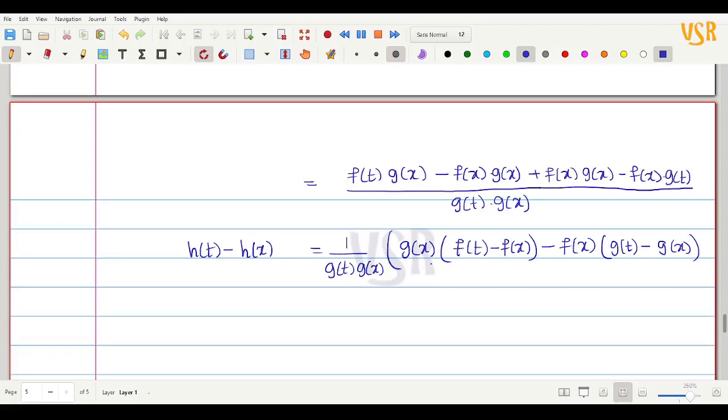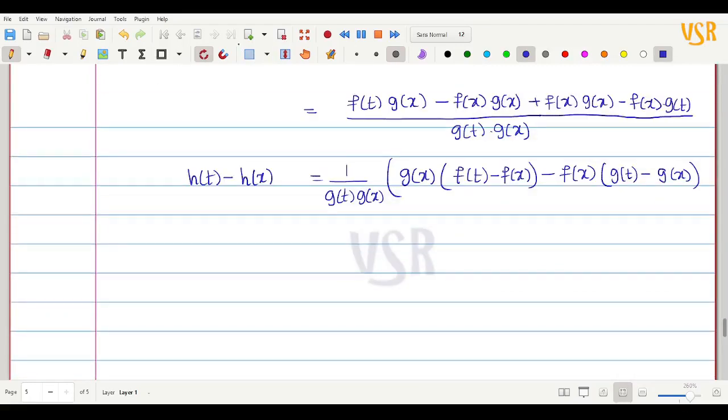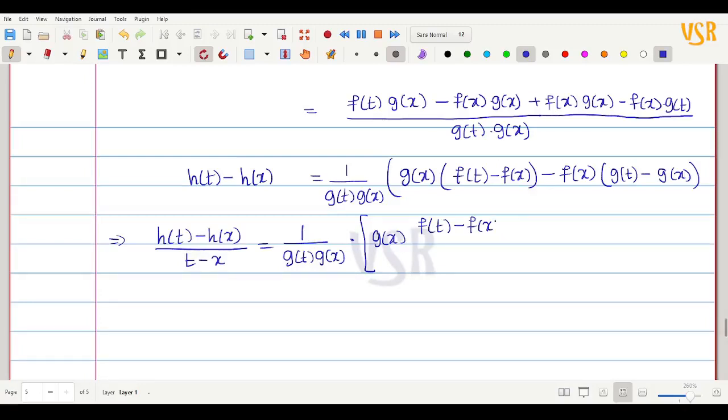Now I divide both sides by t minus x. So this implies that (h(t) minus h(x)) divided by (t minus x) is equal to, since this is a common constant factor that I take outside, 1 divided by g(t) g(x), into, in this way, f(t) minus f(x) divided by t minus x, minus f(x) into g(t) minus g(x) divided by t minus x. Okay, that's all, it is done.